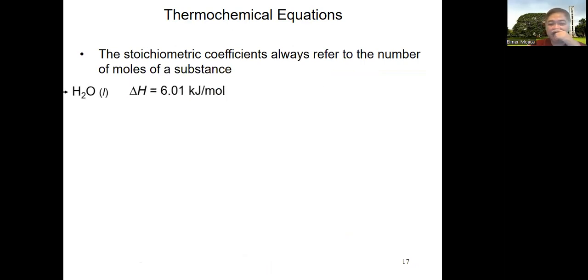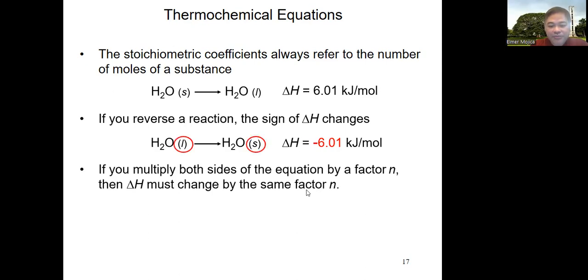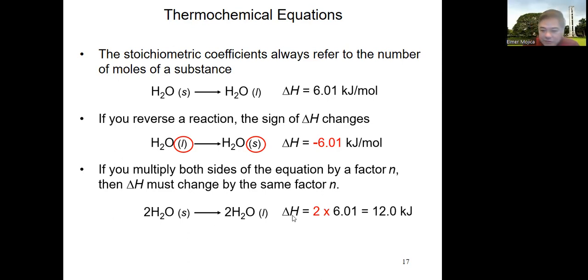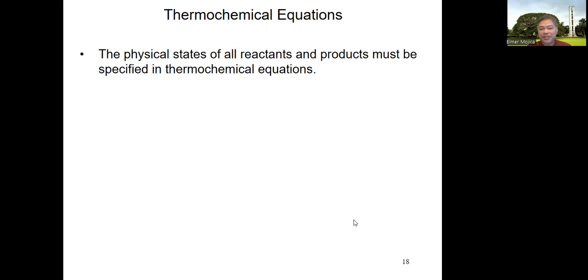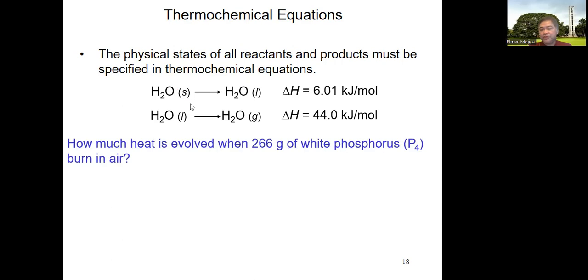So you can look at it, the stoichiometric coefficients always refer to the number of moles of a substance. If you reverse the reaction, the sign of delta H changes. If you multiply both sides of the equation by a factor of n, then delta H must change by the same factor of n. So if I make this two, you also multiply that by two. In a thermochemical equation, the physical states of all reactants and products must be specified, like this. So you have to put everything.